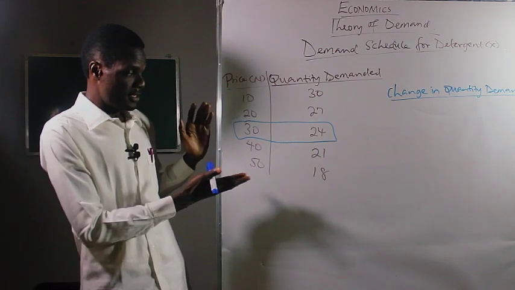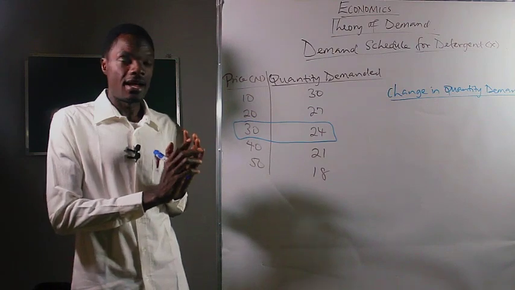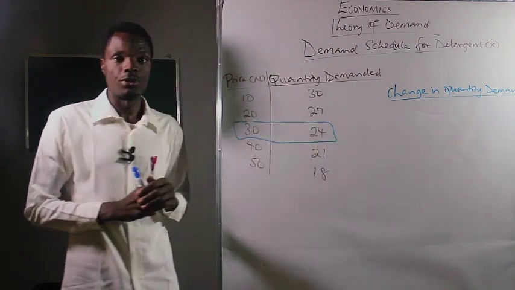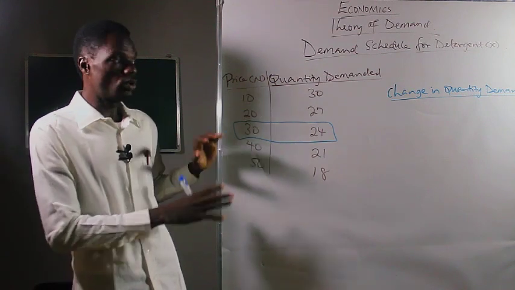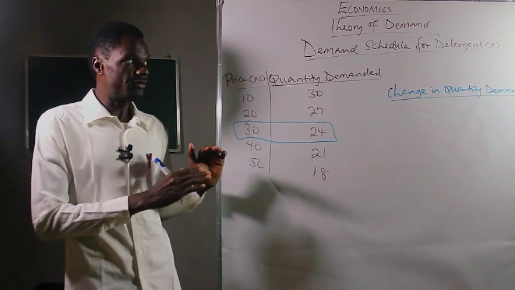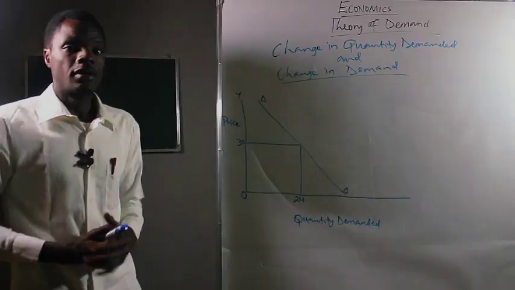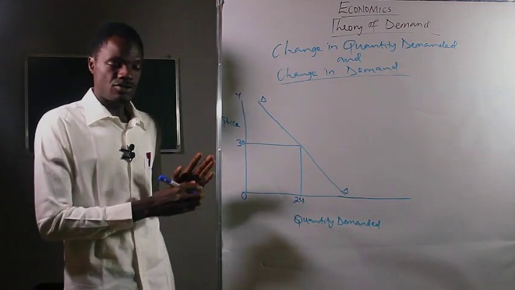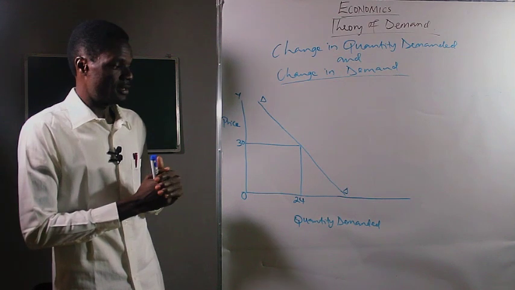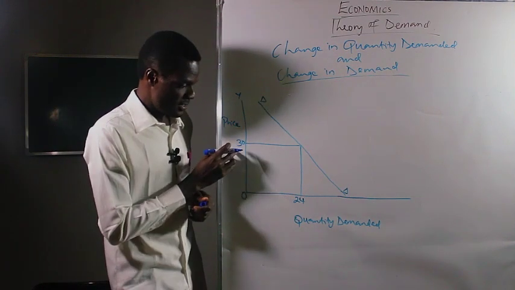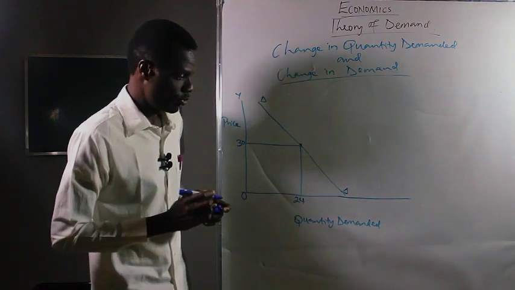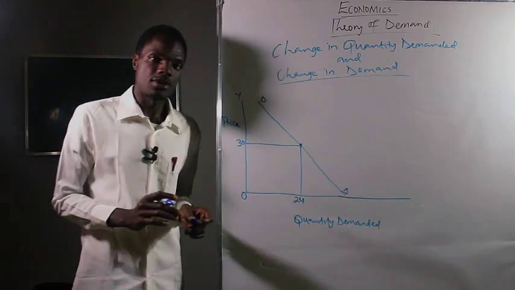So as we said, the price is 30 naira and the quantity demanded for detergent X is 24 units. So we are now going to draw the graph and see how this can happen. Now, as I said, we assume the price to be constant for detergent X. So the price is here 30 naira and the quantity demanded is here 24 units. So there is no change in the price.